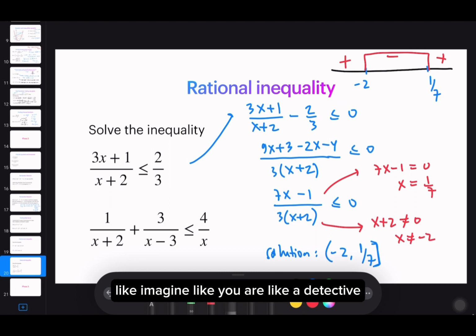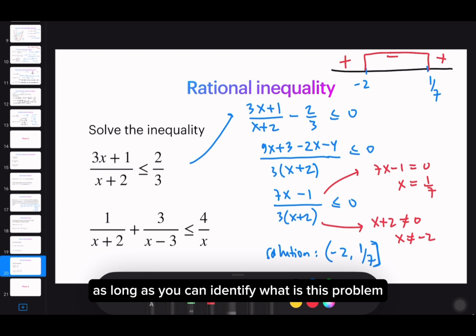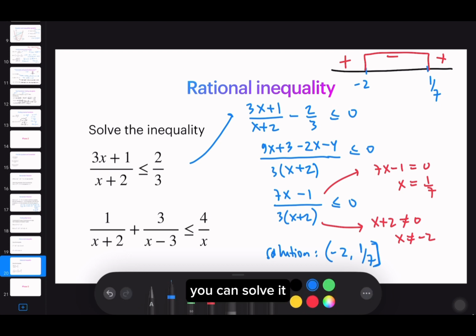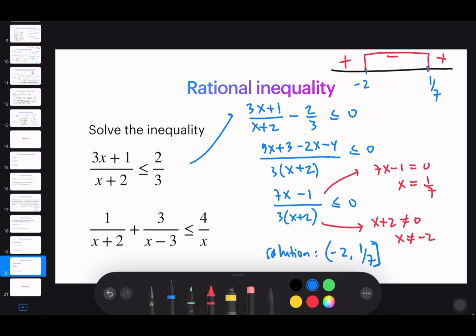Imagine you are a detective. You deduce things from here and then draw a conclusion. The calculation in math is actually not as important as understanding our identification. As long as you can identify what this problem is, you can solve it. Here you have the top equation and the bottom equation. Just from the 7x minus 1, add 1, it goes to 1/7.